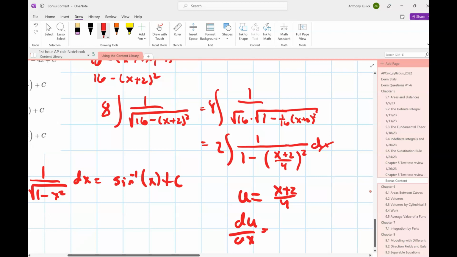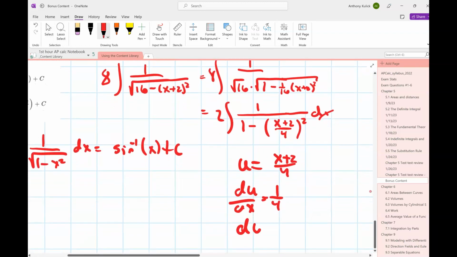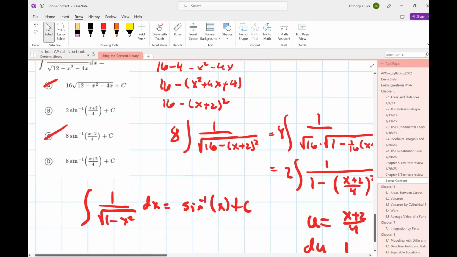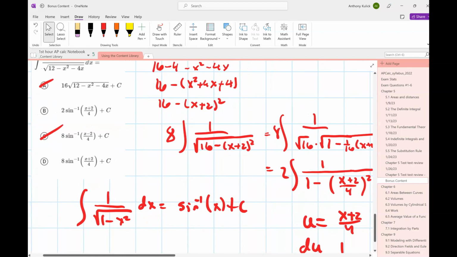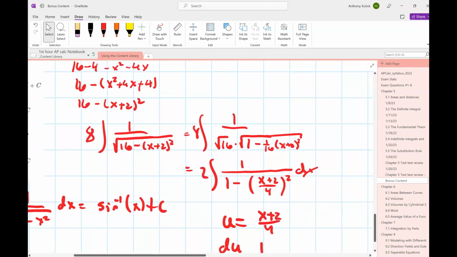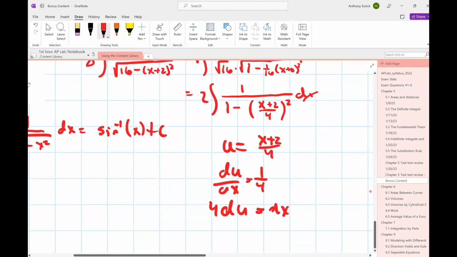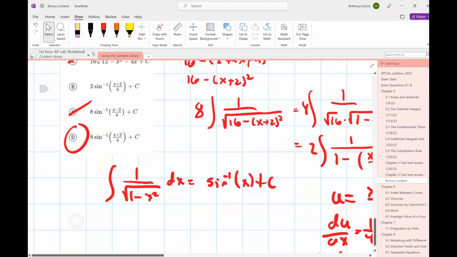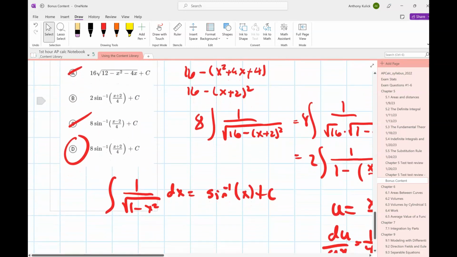So du dx is going to be 1/4. So du is 4 dx. So that right there, though, I think is enough because I see that the 4 is coming back there to make the 8. So I'm pretty set on that one.